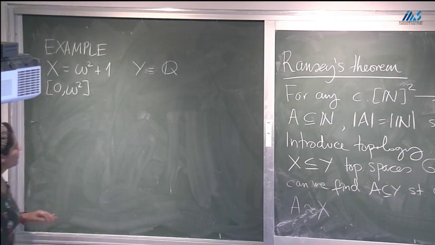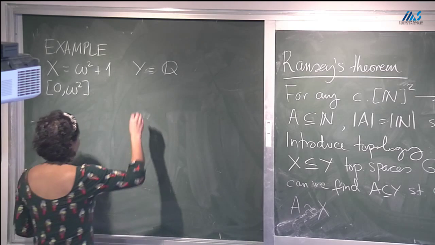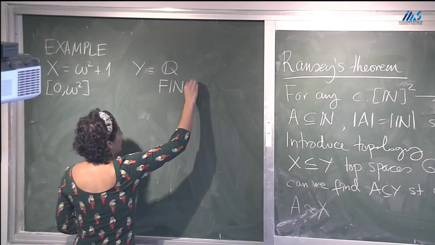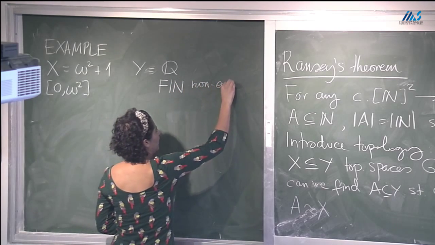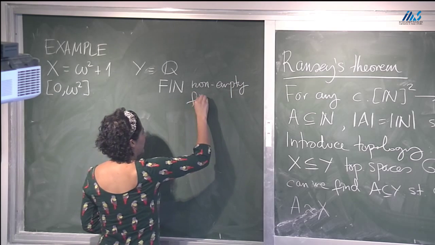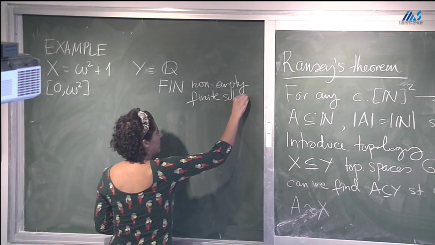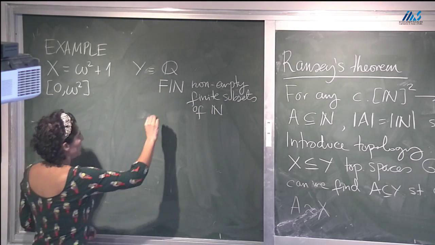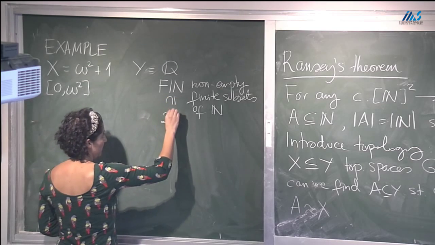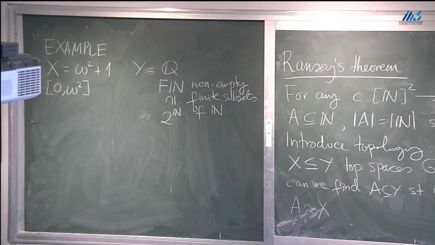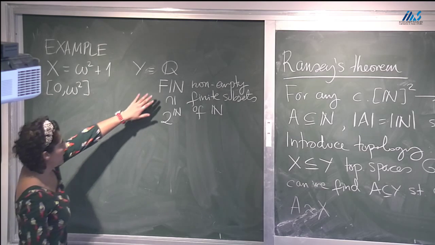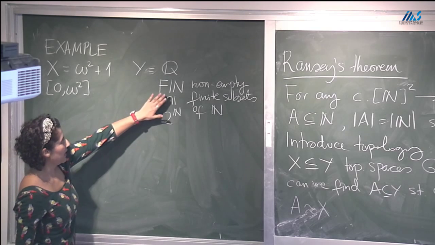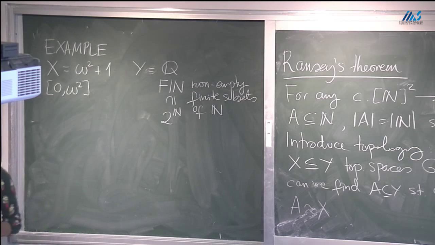Here it's useful to represent the rationals. So here we identify Q with Fin, the non-empty finite subsets of the naturals. If I identify a finite set with its characteristic function, then I can see Fin as a subset of 2 to the N. And so the topology here is the subspace topology.